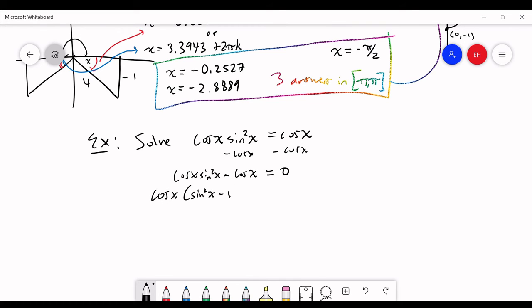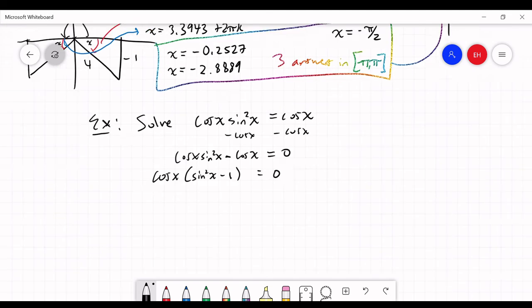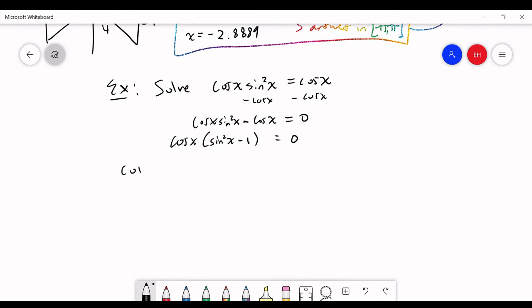So solve cos x times sine squared x equals cos x. Okay, let's get the x's on one side, subtract cos x. Let's factor out a cos x, seems like a good idea. Cos x times sine squared x minus 1 equals 0. So by the zero product property, if two things multiply together to be 0, that means one of them has to be 0. So I get cos x equals 0 or sine squared x minus 1 equals 0.